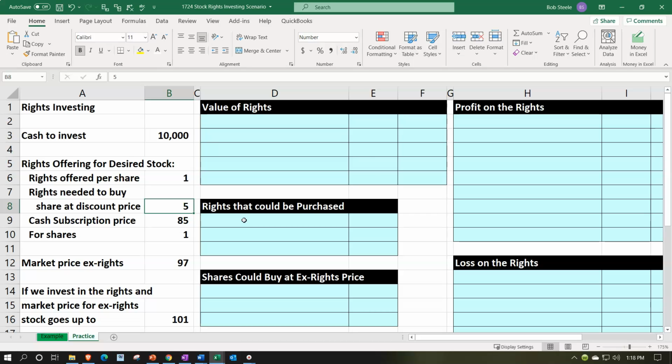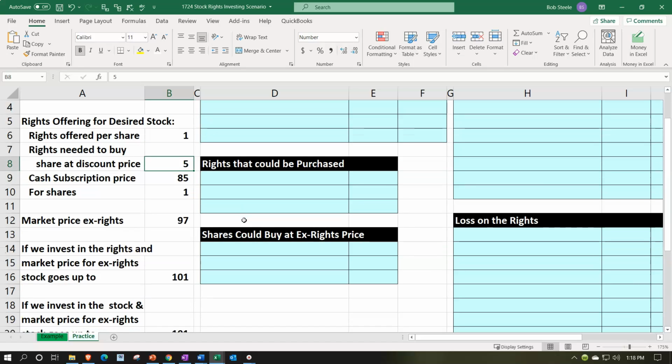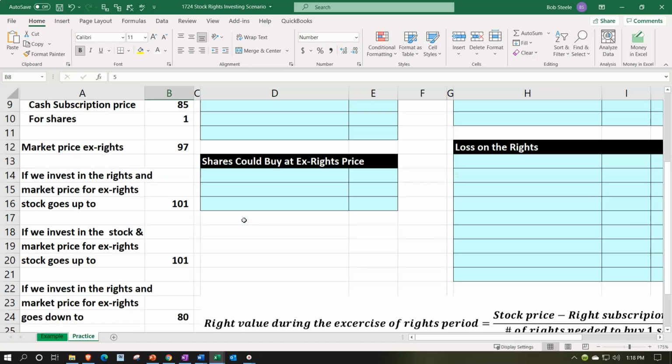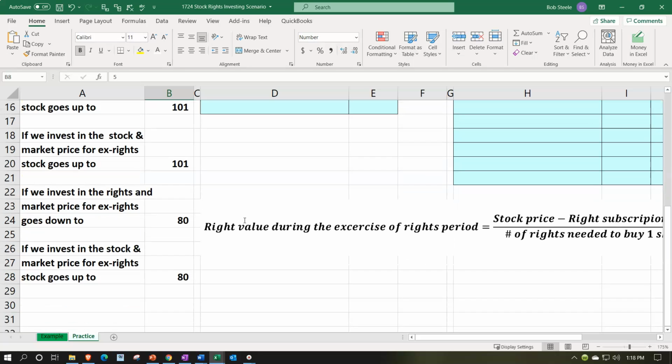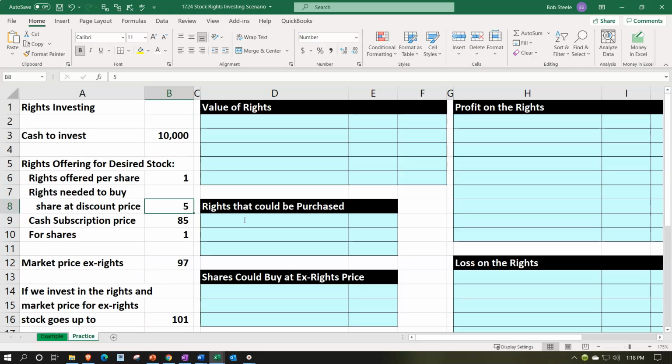So the market price for X rights is going to be $97. That's in X rights, $97. If we invest in the rights and the market price for the X rights stock goes up to $101, we want to think about what the scenario will be there. Then we'll think about the scenario if we invest in the stock and the market price goes up, and what the difference would be. Then we'll take a look at it if the stock goes down, so a similar type of scenario, but with the stock going down.